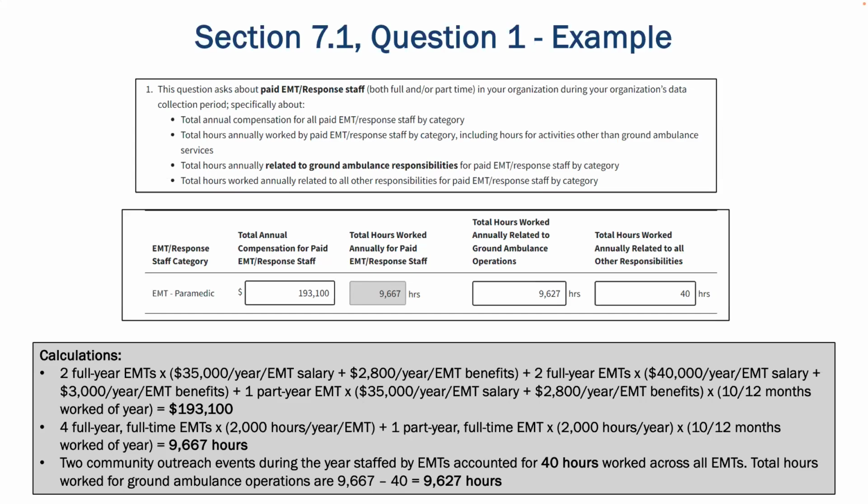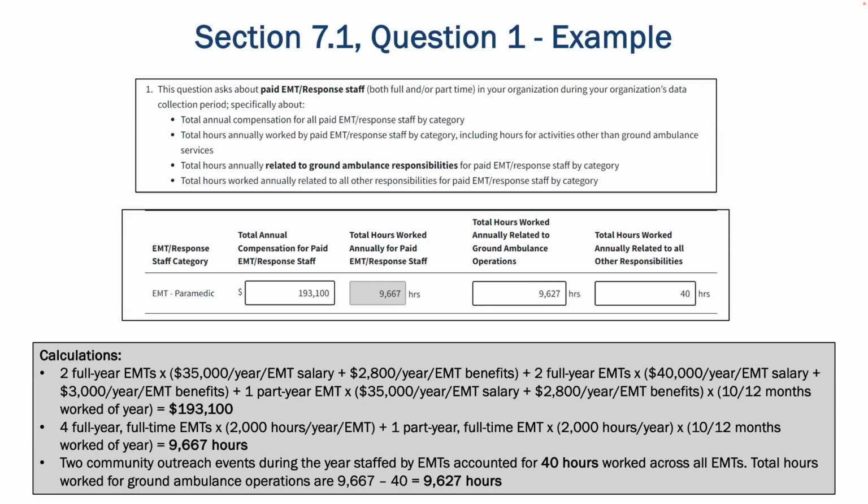The total compensation across 5 EMT paramedics, including benefits, totals $193,100. You can also see all of our calculations in the gray box at the bottom of this slide. Note that one of the paramedics joined on March 1st, 2022, and so only worked 10 out of 12 months of the year. And therefore, his annual salary and benefits reflect this in our calculations.